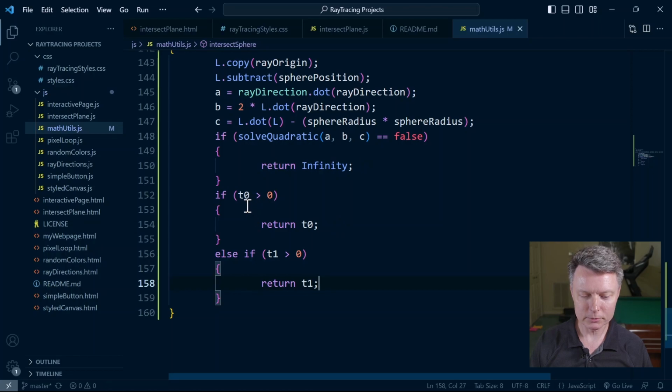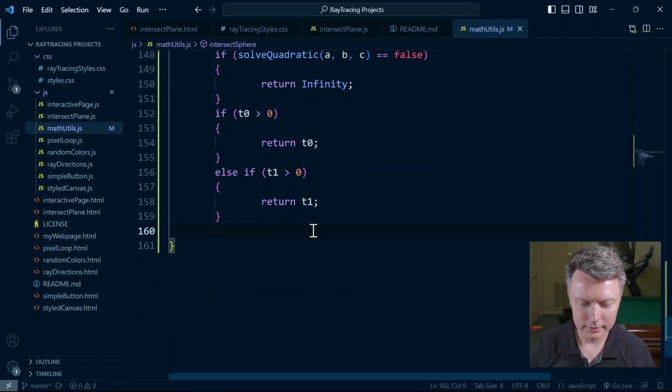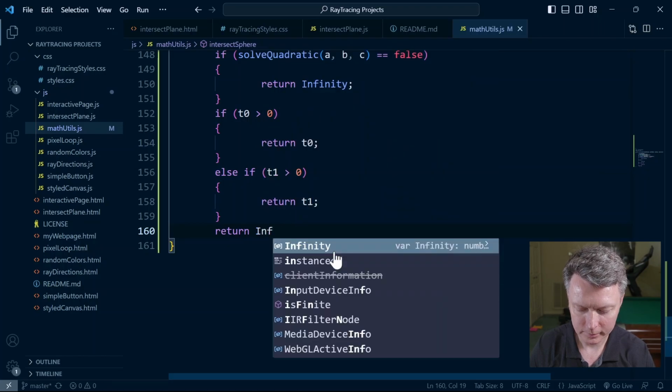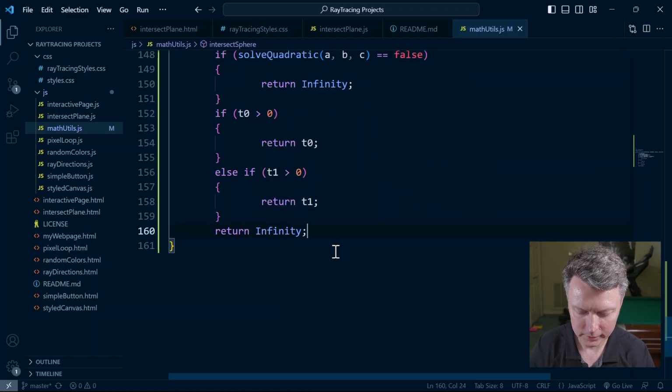If we find a success with t0 or t1, then we return those as our t value for the ray that we're looking for. And if both of those are negative, so they're both behind us, and remember, we don't care anything about the intersection points behind the camera or behind our rays, then we should return infinity again, because we'll never hit the sphere. So we can come down here and go on to the next line, and in this case, we're just going to return infinity. So return capital I infinity, and semicolon to end that statement.